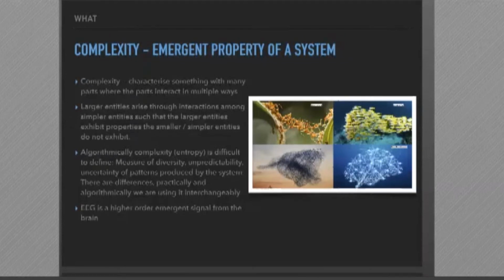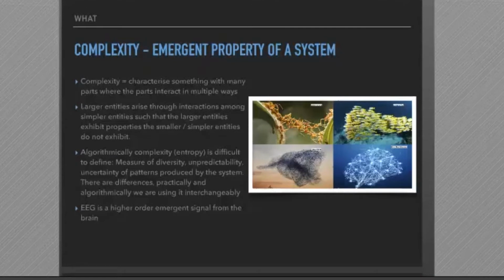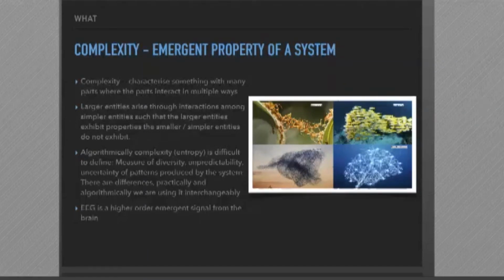Here there are three examples of systems. For instance, in a colony of ants, you can see the individual ants themselves don't demonstrate the same behavior that the colony demonstrates. Same with a school of fish or a flock of birds, and in our particular case, behavior from the functioning of 10 to the power of 15 individual neurons in the brain. And EEG essentially is a higher order emergent signal which comes from the brain.